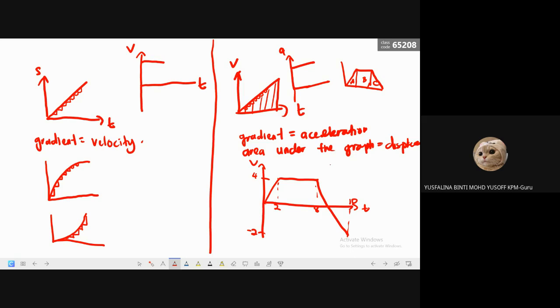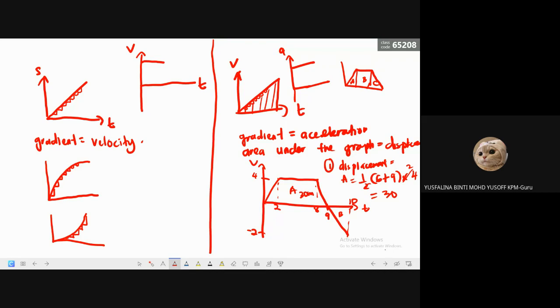Let's say the first one, they ask you for displacement. For the displacement, you need to calculate all of this, of course. So this one, let's say I give it 9. For this one I use a trapezium. So A is half times 6 plus 9, times 4, the height, because this is a trapezium. So 2, 15, 30. So this is 30 meters.